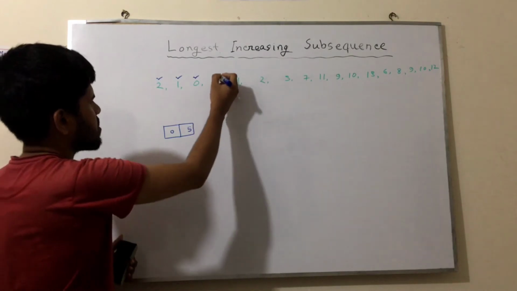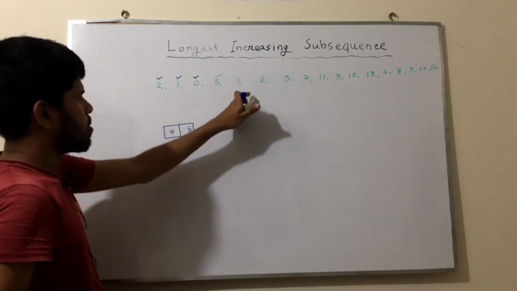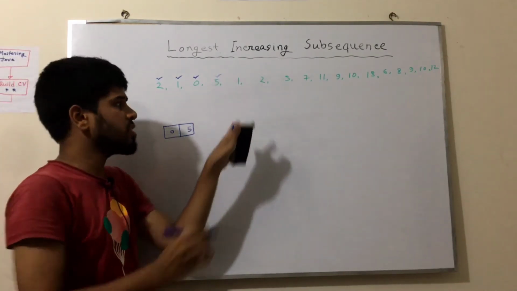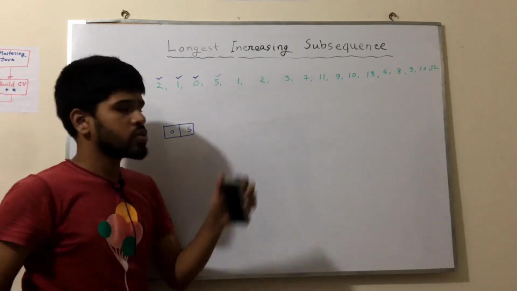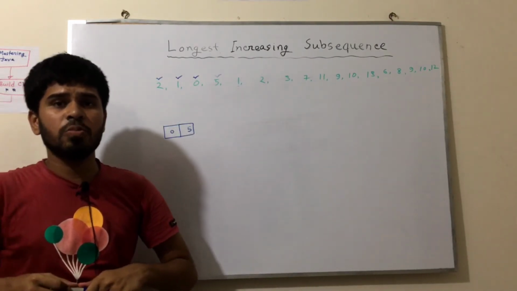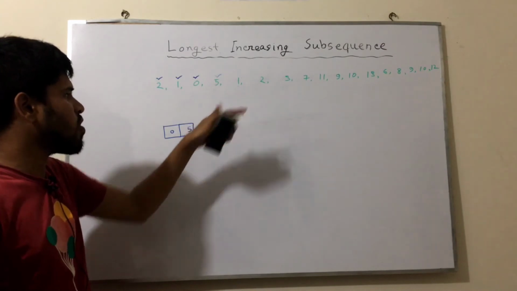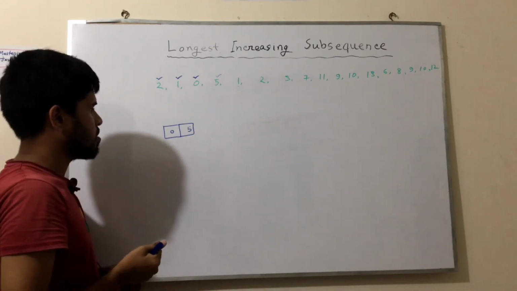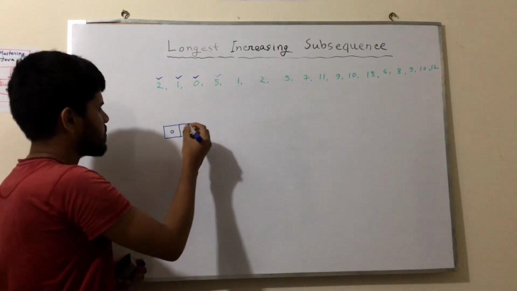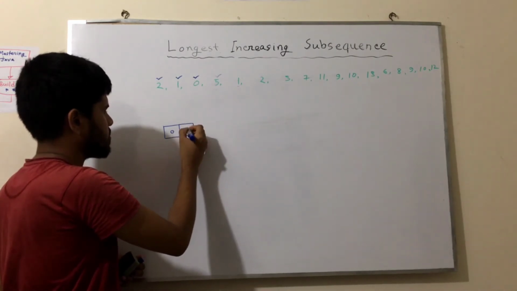Now let's move forward. This is our current element 1. So let's update the immediate next of 1. What is the immediate next of 1? That is 5. So let's update this 5 with 1.